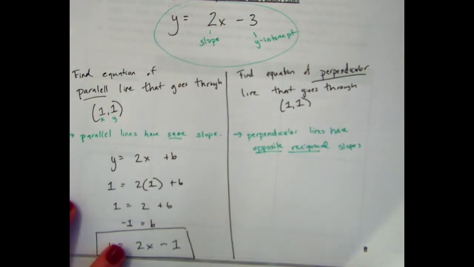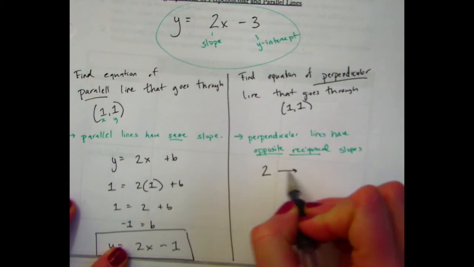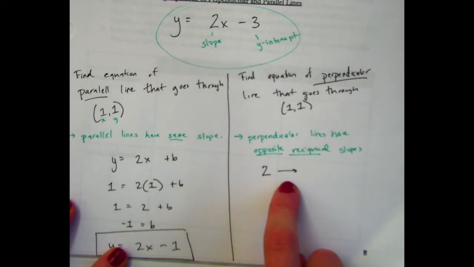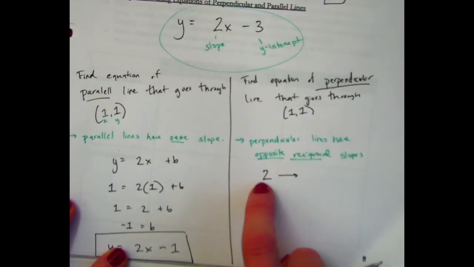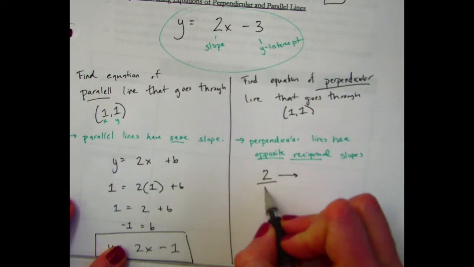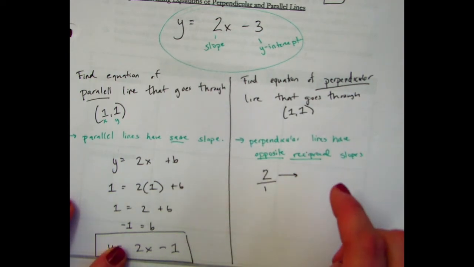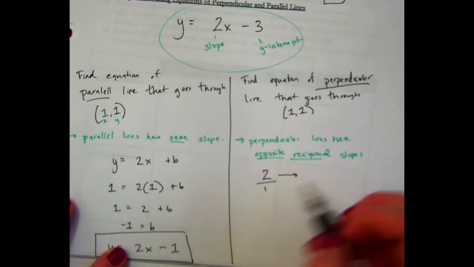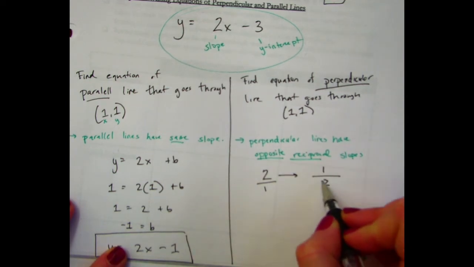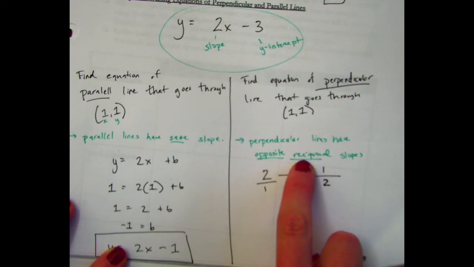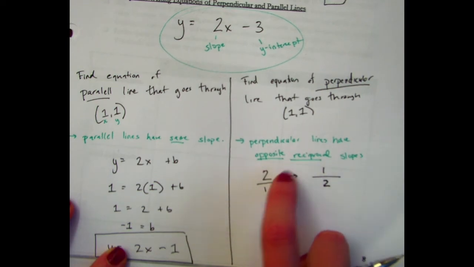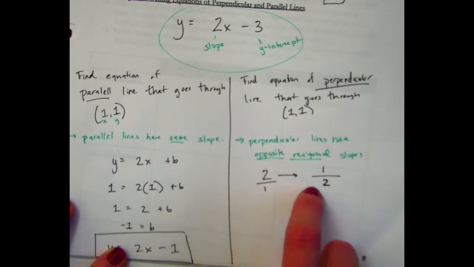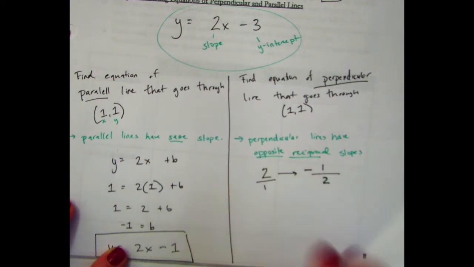And then because it's the opposite reciprocal, not only do I flip the fraction upside down, but I also add a negative, or the sign changes. So if it's positive, it becomes negative. If it were negative, it would become positive. So the slope of my perpendicular line is going to be negative 1 over 2. So it's going to be y equals negative 1 over 2 x plus b.